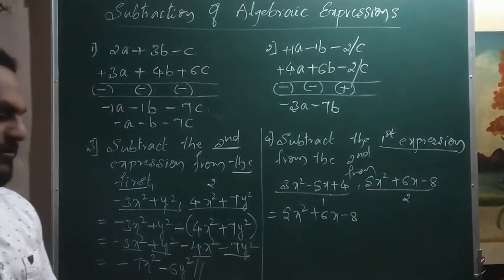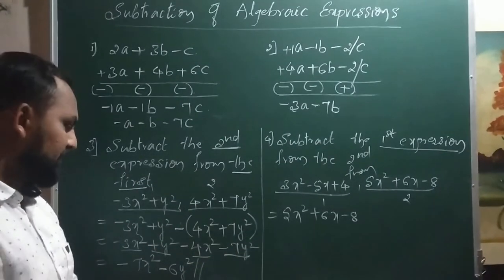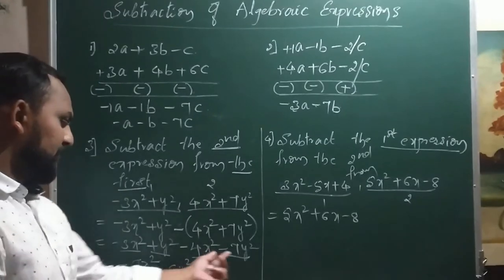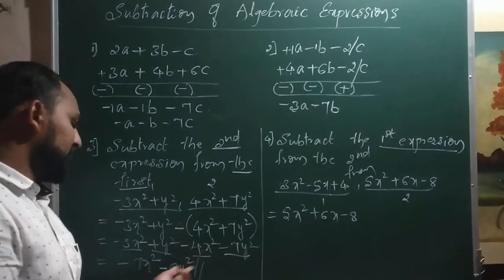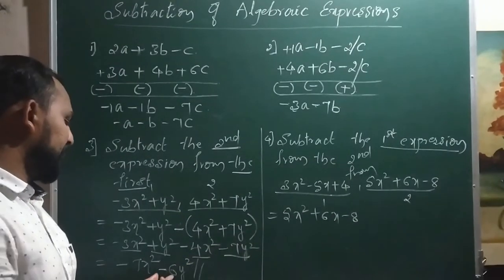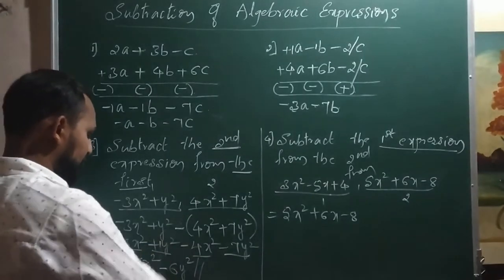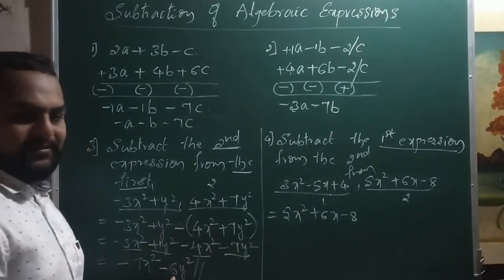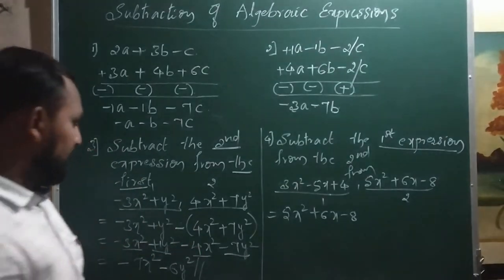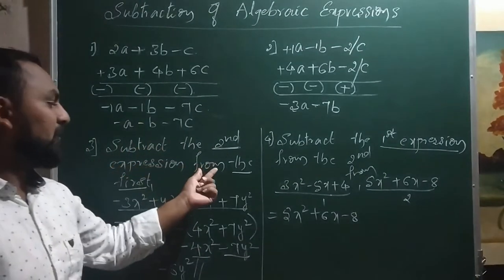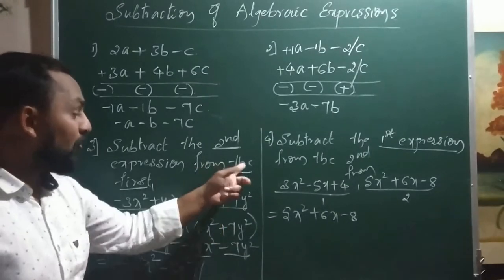Why minus 6y square? Here the sum of a positive and a negative integer is negative or positive depending upon the bigger value. The operation is subtraction, and the bigger value's sign is negative, so the answer will be negative. When there is no number it means 1. 7 minus 1 is 6, so minus 6y square. Here subtract the second expression from the first.